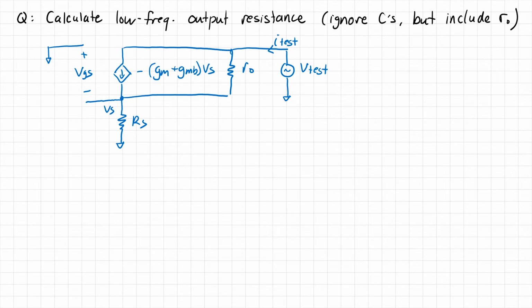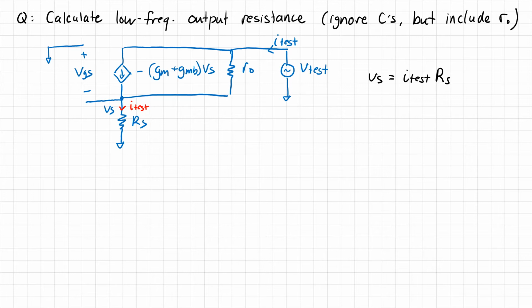Now there's a small trick, well, not really a trick, but an easy way to do the analysis: we can recognize that the current flowing through this RS resistor must also be equal to I test. All of the current will flow through the current generator and RO, and there's nowhere else for it to go. It has to also flow down over here. So what we can say then is that VS is equal to I test times RS. That just simplifies our analysis quite a bit. Otherwise, we have to do more complicated KCL.